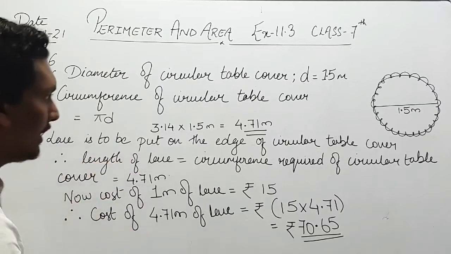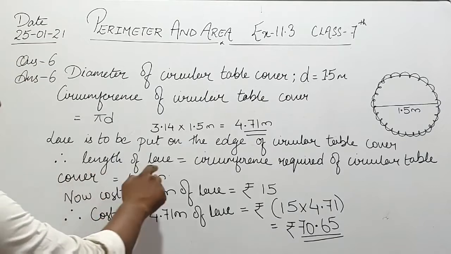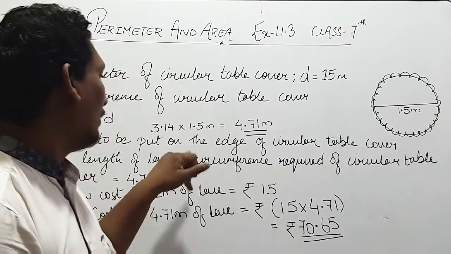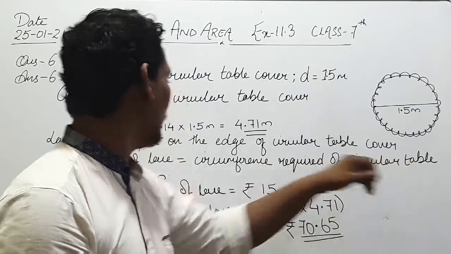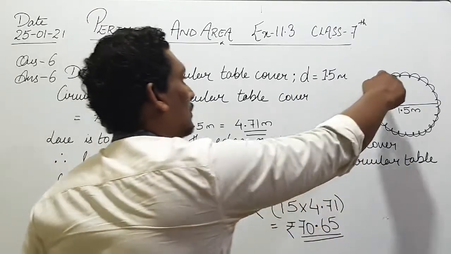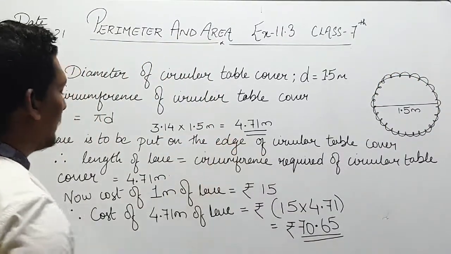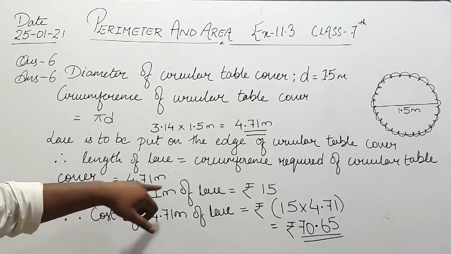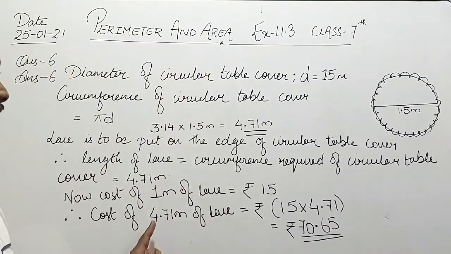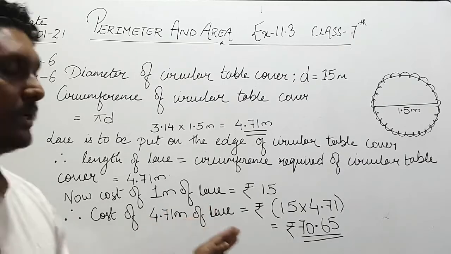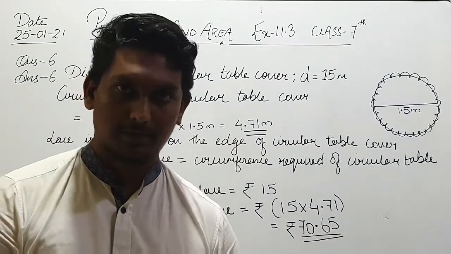Now the lace is to be put on the edge of a circular table cover. Therefore, the length of the lace required is equal to the circumference of the circular table cover. So for putting this lace, we want the circumference, and we already got 4.71. Now the cost of 1 meter of lace is given as rupees 15. So we have to find the cost of 4.71 meter. Just multiply it with 15, and you will get the answer 70.65.